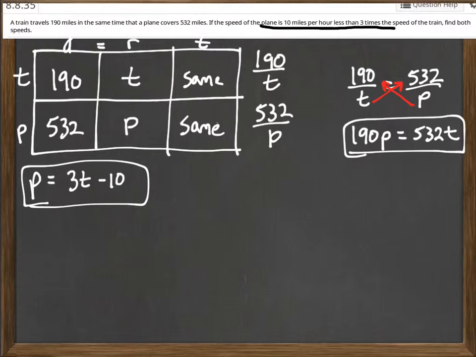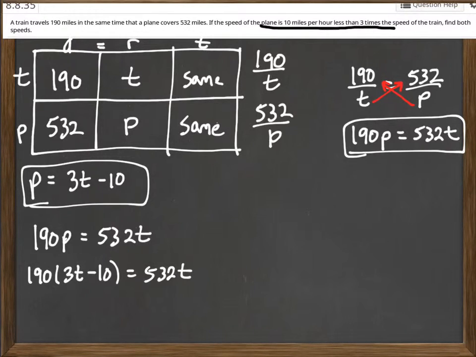Now you can solve your system using whichever method you want. This one, though, because we have an equation solved for p, is ready-made for the substitution method. So what I'm going to do is take my second equation there, 190p equals 532t, and go in and replace the p with what it is equal to, the 3t minus 10. That gives me an equation that has only a single variable type. I'd encourage you to pause the video and try to solve the problem now on your own.